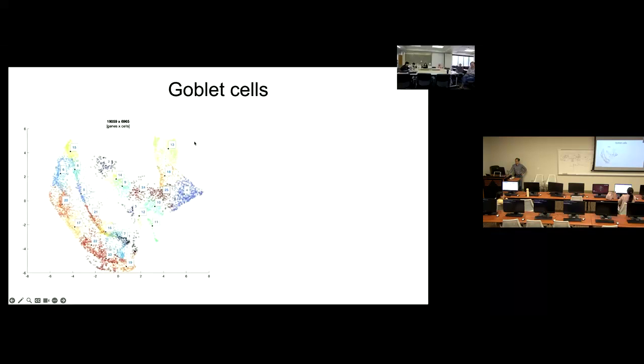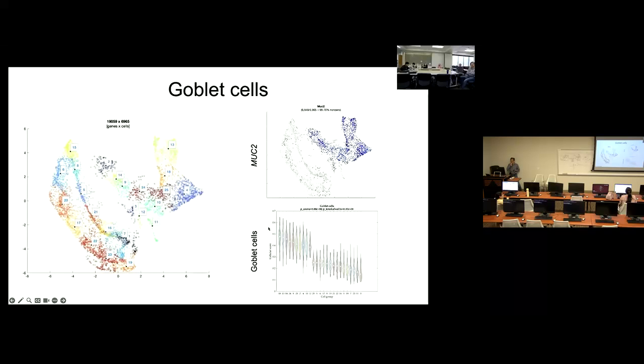Goblet cells are going to be this whole chunk right here. And I know that based on the MUC2 expression, so you can see that it is expressed very highly in these clusters here. So I know those are goblet cells. I can also calculate a score for them, and they do separate out compared to the rest of the clusters down here. So I know, again, these are goblet cells right here.